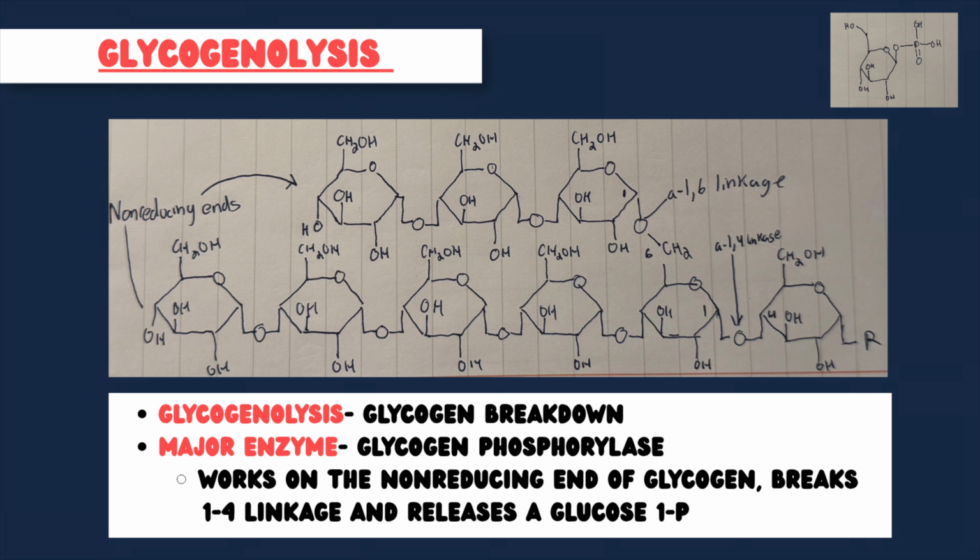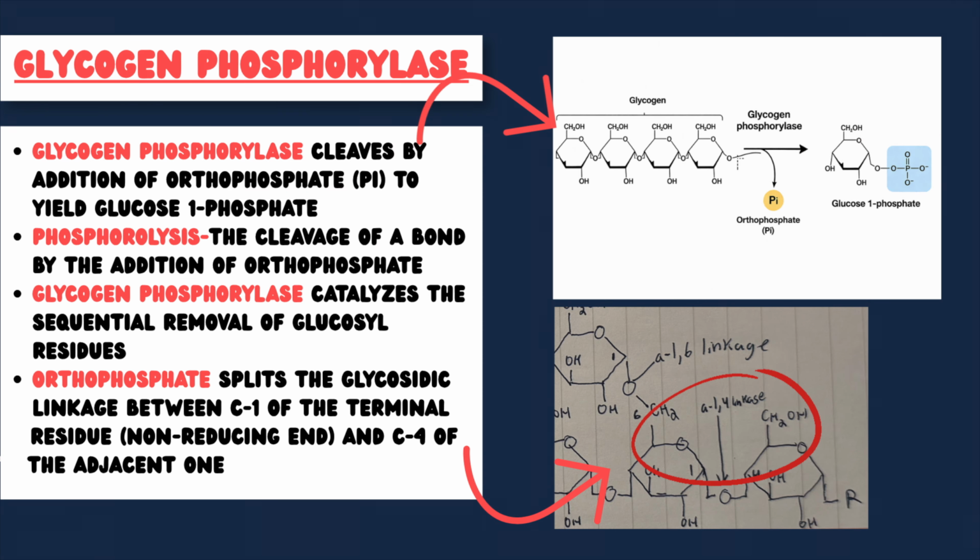In glycogen breakdown, the major enzyme used here is glycogen phosphorylase. Glycogen phosphorylase is going to work on the non-reducing ends of glycogen, and basically is going to break the 1-4 linkage and release a glucose 1-phosphate. And just to note here, there are other enzymes used in moving glycosyl units, breaking branching points, and releasing free glucose. But this is the major one used. So let's take a deeper dive into this major enzyme.